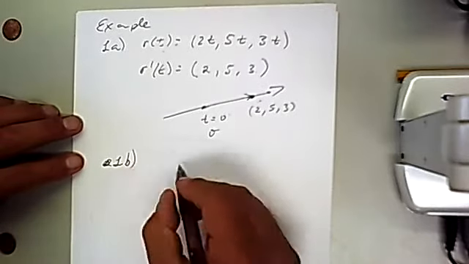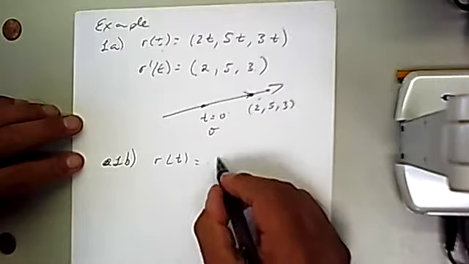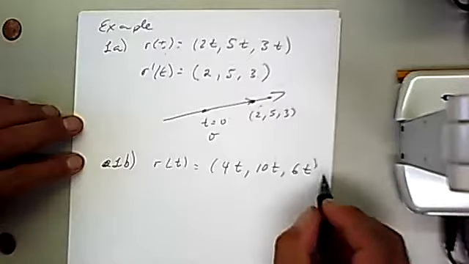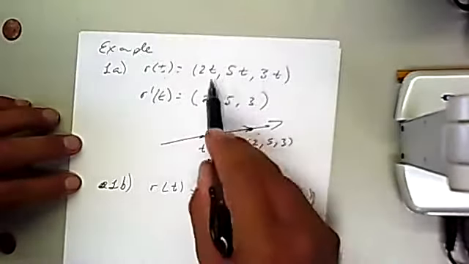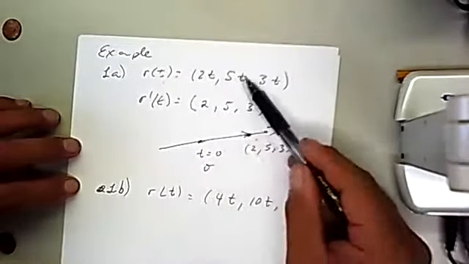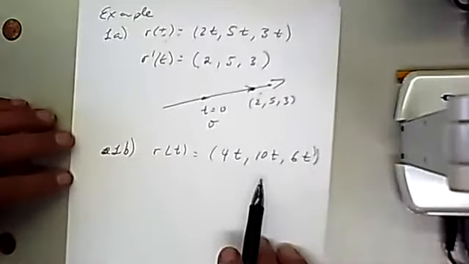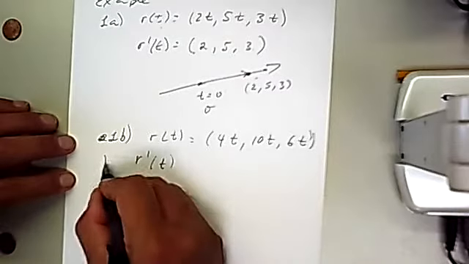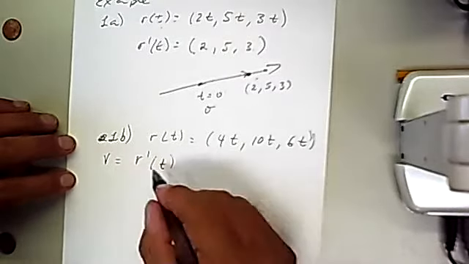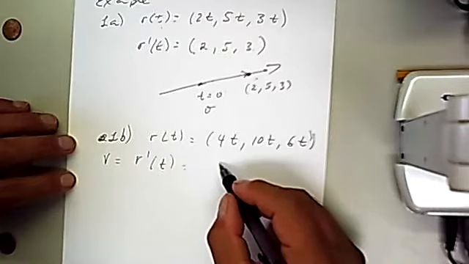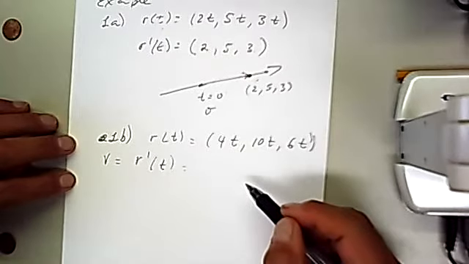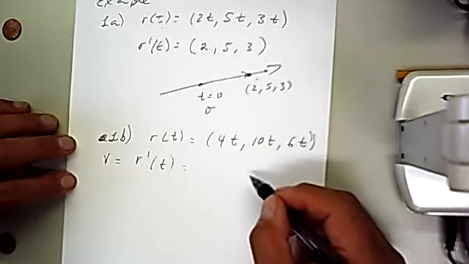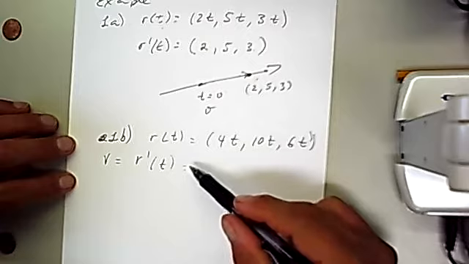Example 1b, what if we have a different function, 4t, 10t, 6t, as opposed to 2t, 5t, and 3t. So we're doubling: 2, 4, 5, 10, 3, 6. The derivative is also called the velocity vector. So the velocity vector, which is the derivative, and the second derivative, as you would know, is the acceleration vector.